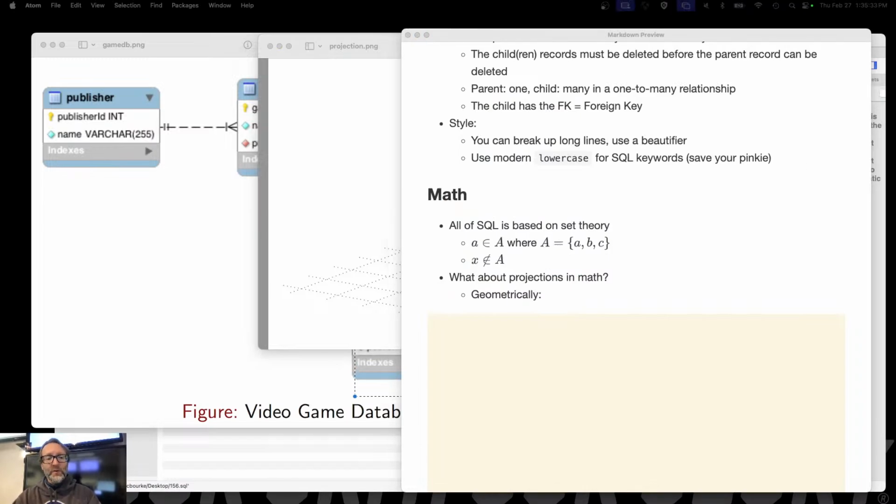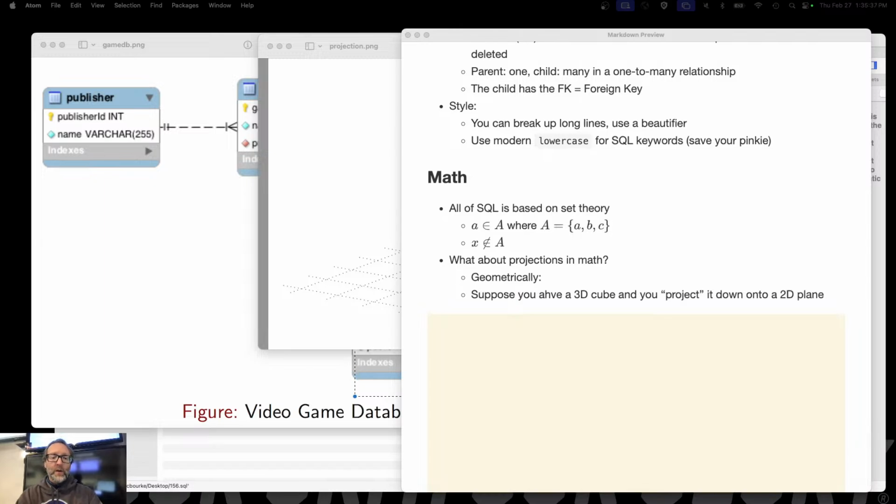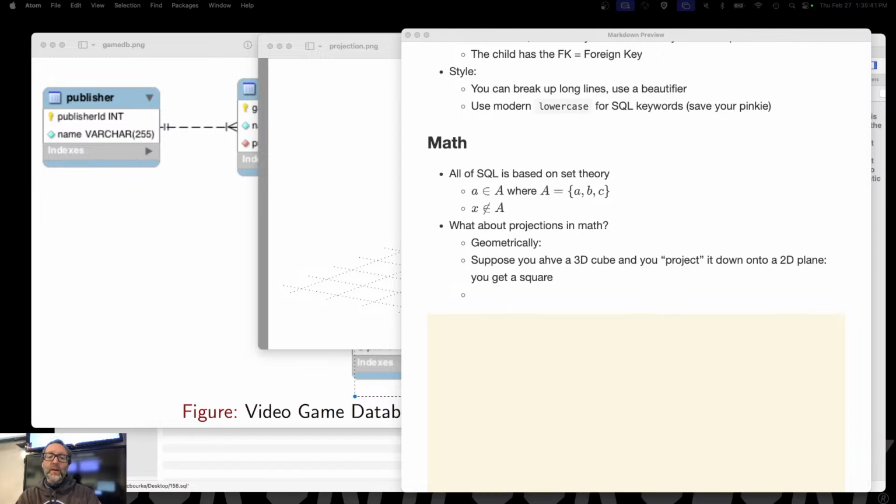So again, suppose that you have a 3-dimensional cube and you project it down on a 2-dimensional plane. You get a square, right? What does that look like mathematically? You're just taking something with 3 coordinates, say x, y, and z, right? And you are projecting it down onto 2. Let's go right arrow here, right? And you are projecting it down.